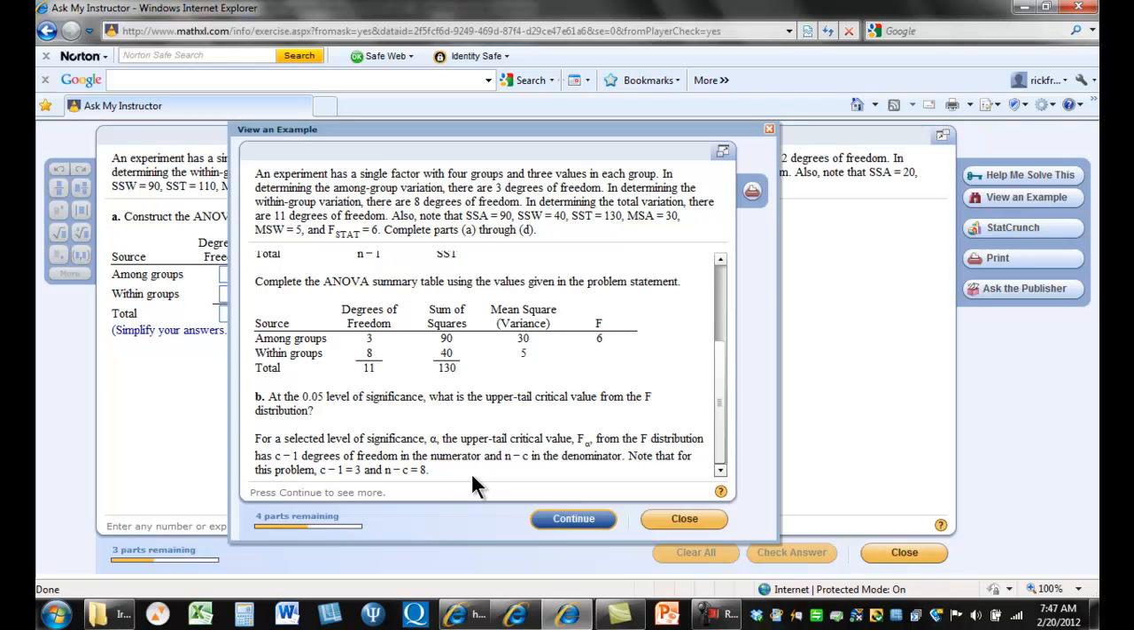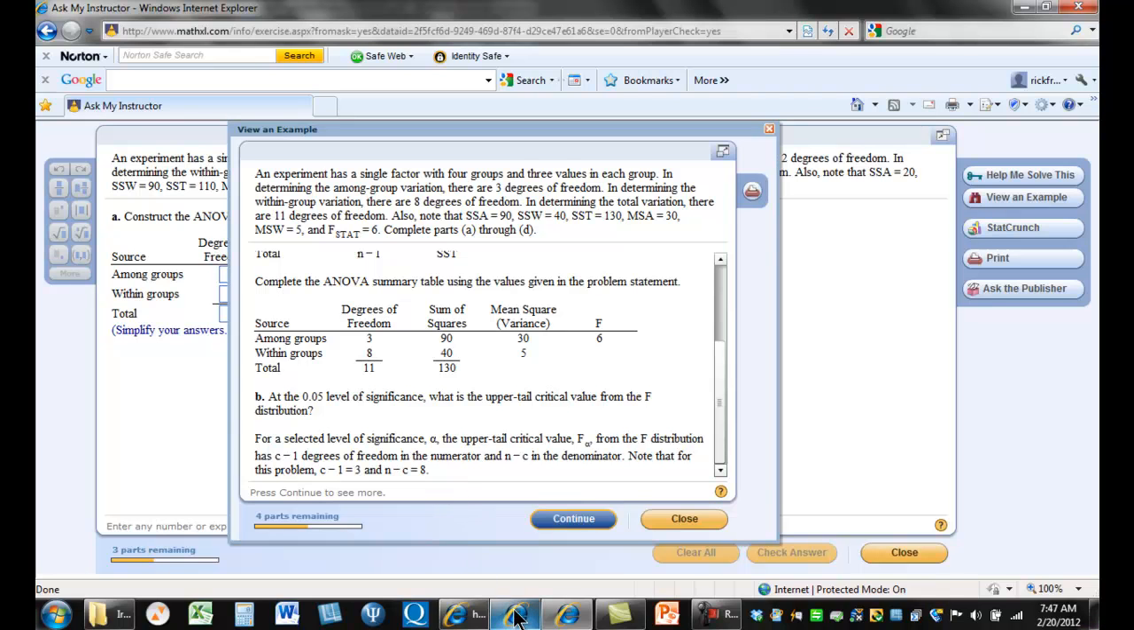Here it says right here that for the selected level of significance alpha, or alpha is probably 0.05, we could have alpha equals 0.01, make it a much harder test. The upper tail critical value F sub alpha, or F at 0.05 from the F distribution, has C minus 1 degrees of freedom in the numerator and N minus C degrees of freedom in the denominator. Note that for this problem, C minus 1 equals 3 and N minus C equals 8. So we want to find the critical value for degrees of freedom 3 and 8. That's what we need to know.